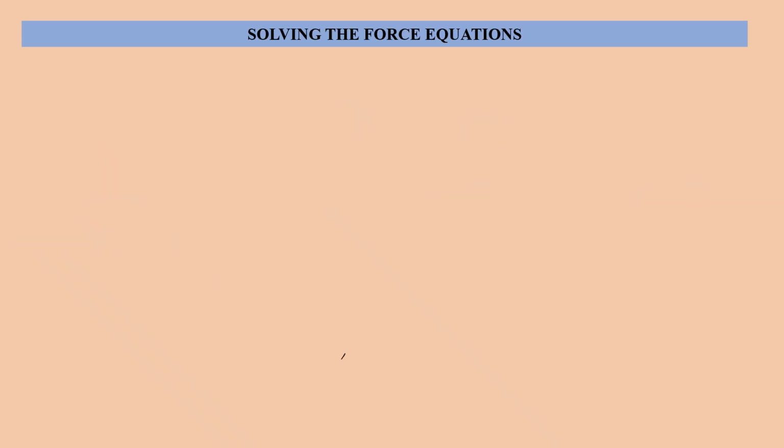Let me write them down once again. We have N minus mg sin theta equals mv square by r, and minus mg sin theta minus kv square equals m times dv over dt.